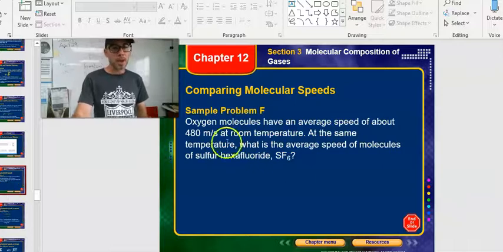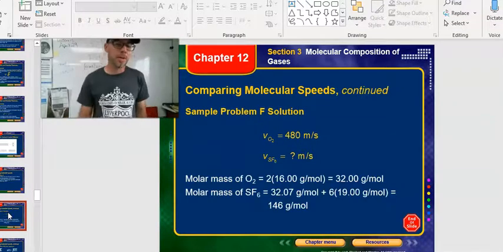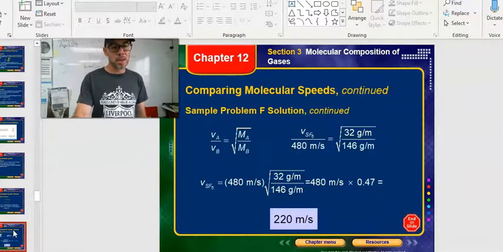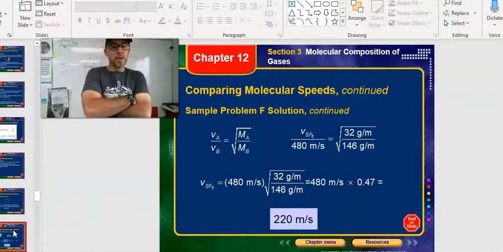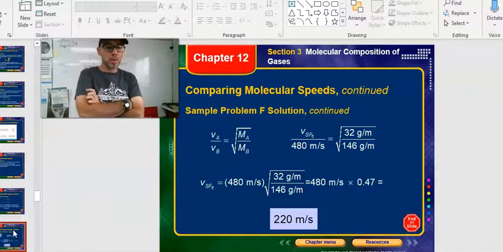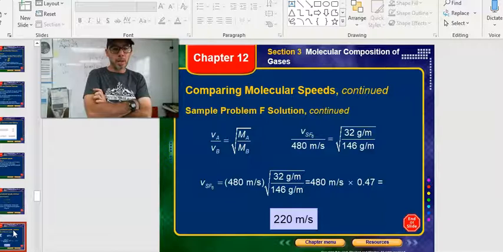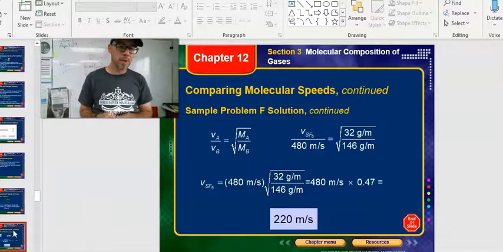Okay, so we got oxygen molecules, and then we've got sulfur hexafluoride, and so obviously we've got to gather up some information about their molar masses. And then they give us the speed of oxygen. We're going to figure out the speed of sulfur hexafluoride. So gather our information, right? Molar mass of O2 is 32. Molar mass of SF6 is 1 sulfur, 6 fluorines, 146 grams per mole. Throw them into the equation here. One compared to the other, we've got that ratio of 32 to 146, but we got to take the square root. And so when we do the math there, we've got 480 times that ratio under the square root. That ratio comes to be about 0.47. 480 times 0.47 equals 220 meters per second.